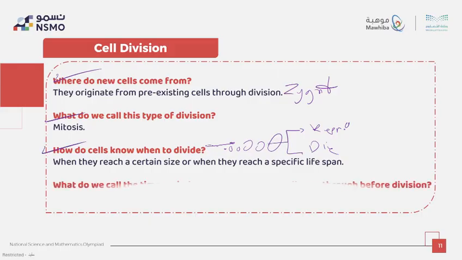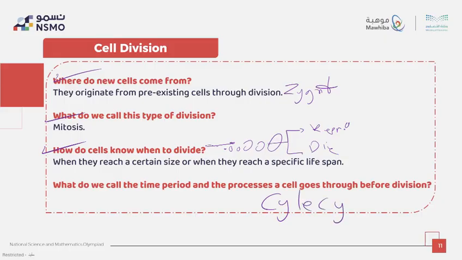Question number 4. What do we call the time period and the process a cell goes through before division? We call it the cell cycle. Okay, cell cycle. Now we have a good image and a better understanding and introduction for the second stage of cell division's mitosis.